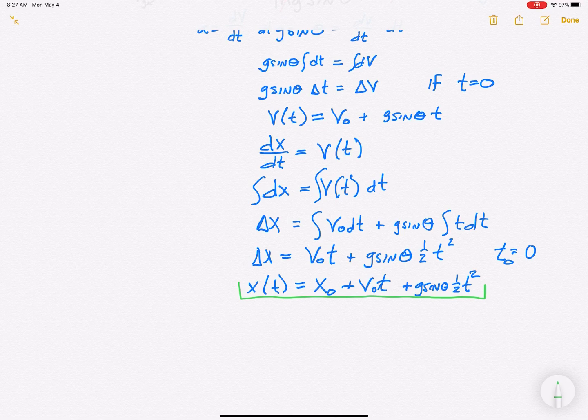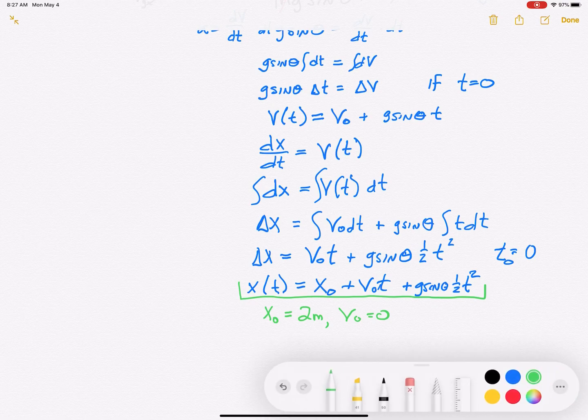Now, this is the generic equation, because I can have initial conditions like x naught is 2 meters and v naught is 0, and that'll give us the specific equation for motion.